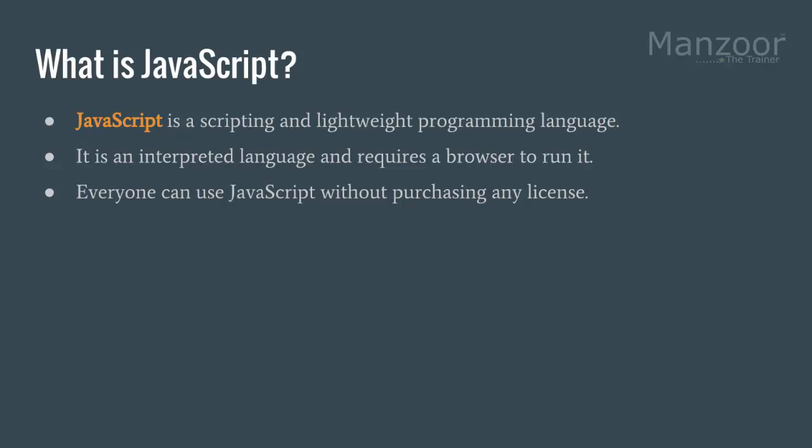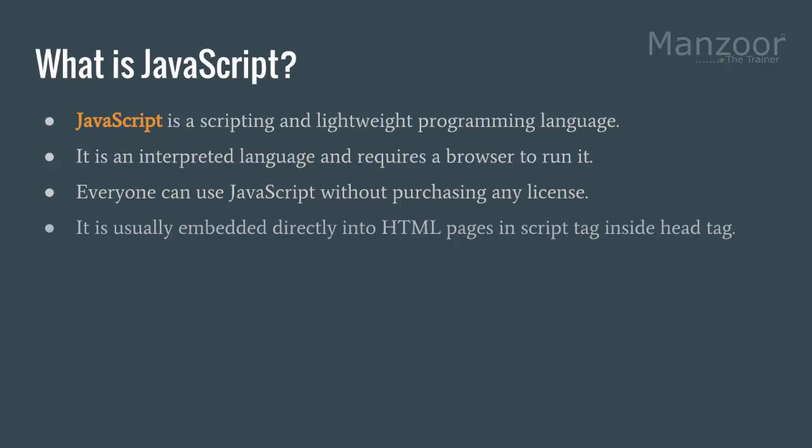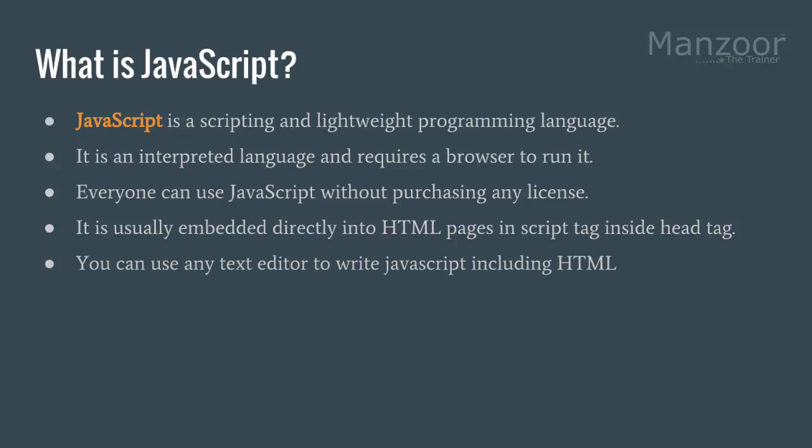It is simple. Now where do I write JavaScript? I write JavaScript code in my HTML pages. I surround my JavaScript code in script tags and I put that in the head tag. As we know very well, to write your HTML code we use a text editor like Notepad. In the same way, to write JavaScript inside HTML we need the same text editor, Notepad, or you can use any text editor you like.